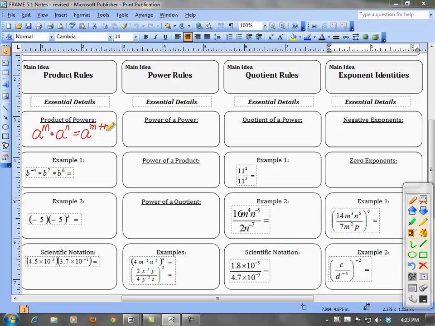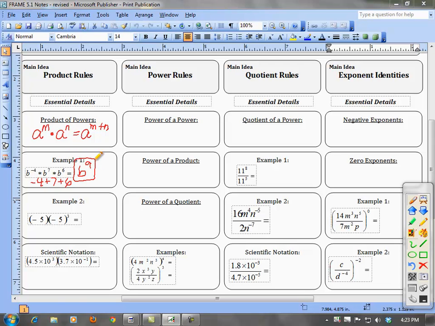So here's what we're going to do. All of these bases in example 1 are the same, so I'm going to leave base b. And then what I'm going to do is take -4 plus 7 plus 6. Well, -4 and 7 is 3. 3 plus 6 makes 9, so my answer is b to the 9th.